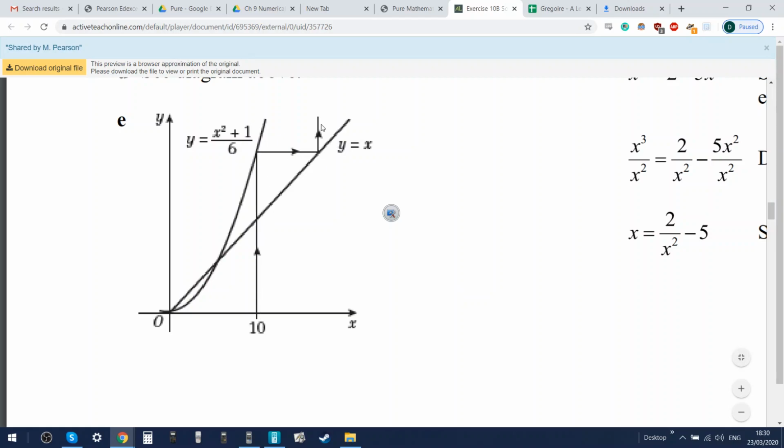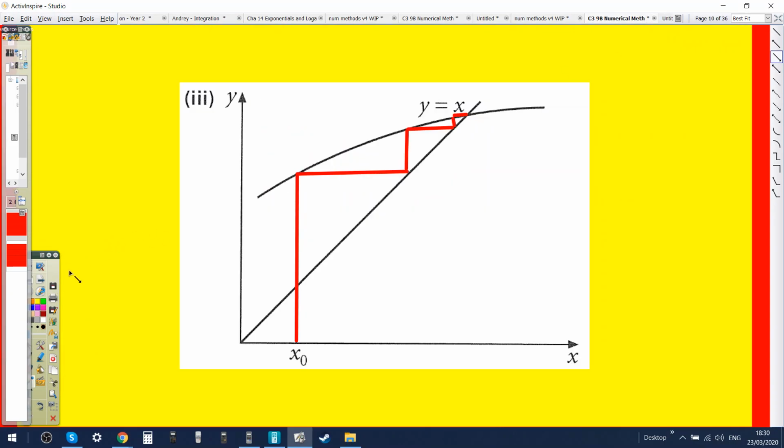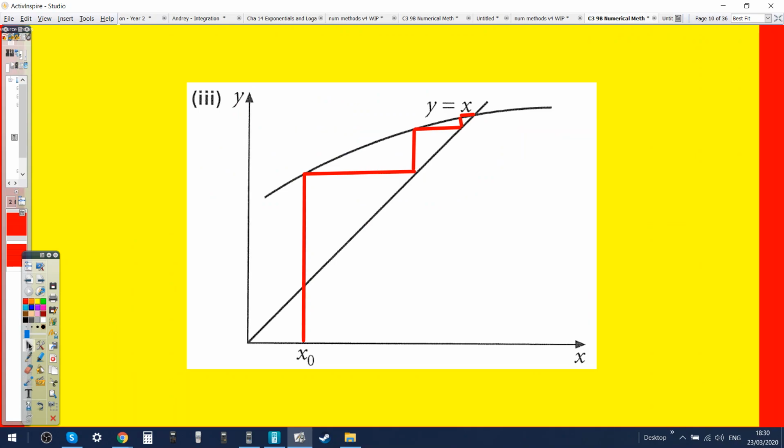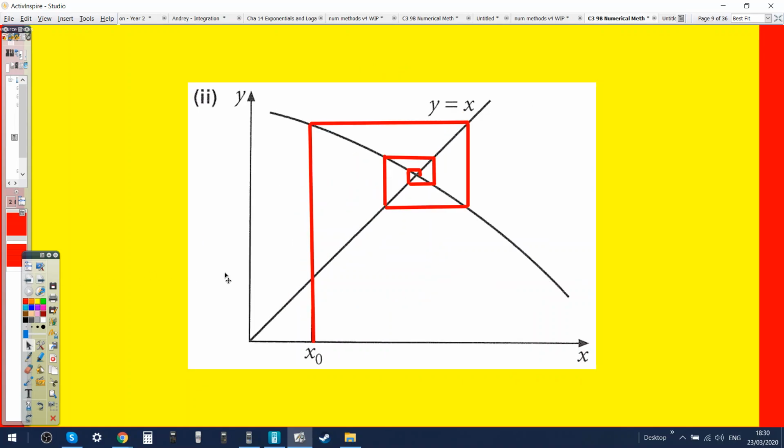What is the cobweb? Is it the same idea? Similar idea. It just has a different outcome. I'll show you. So that's what it can look like. I'll give you a simpler cobweb.